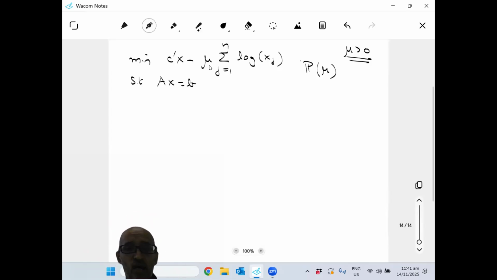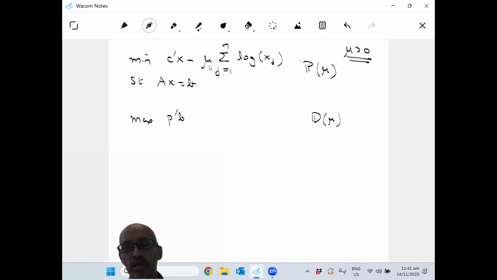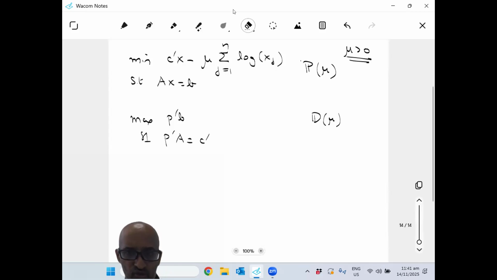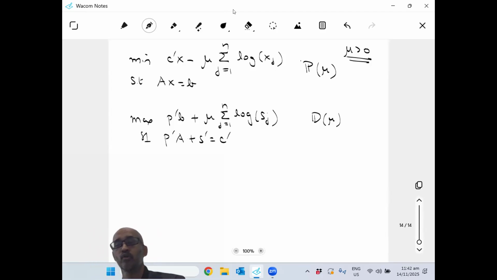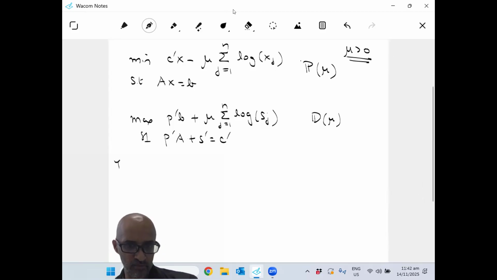If I write down KKT conditions for this problem, there's a corresponding dual problem, which will be: maximize p transpose b subject to p transpose A plus s transpose equal to c transpose, plus mu times the summation over j of log of s_j. These are the dual slack variables. This is the primal and this is the dual.